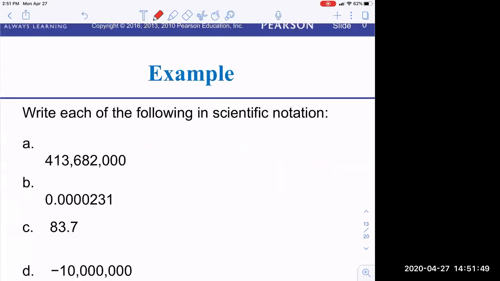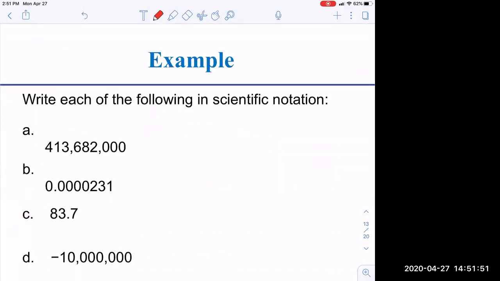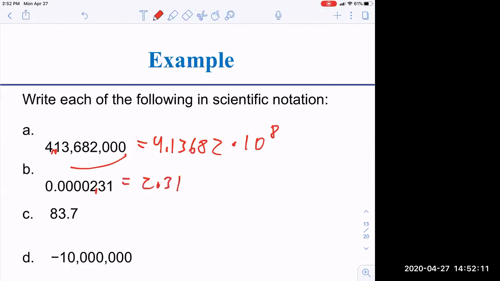Okay. Listen, really big number. So it's 4.13682. You always put the decimal point with only 1 digit to the left. I had to move my decimal place 8 times, so it's times 10 to the 8th. Same thing here. 2.31, but I moved my decimal place 345 times 10 to the minus 5th.